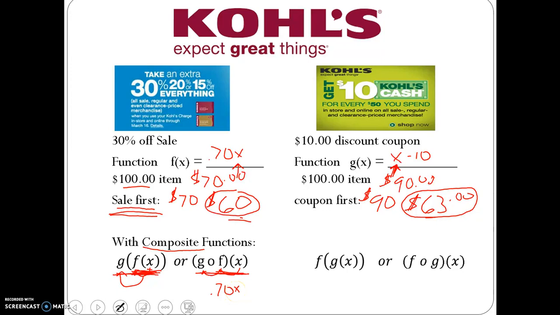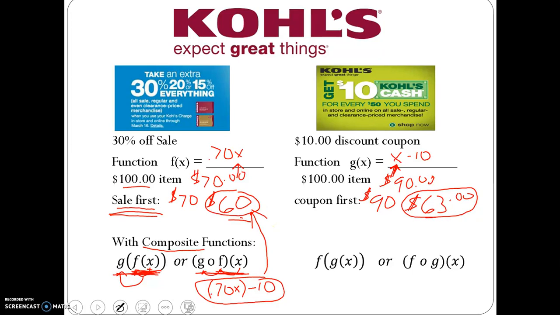Then I would take 0.70x, that whole thing, and stick that in for the x in the g of x function, and I would have, instead of x minus 10, 0.70x minus 10. And so we could say that g of f of x is 0.70x minus 10. That would give us one function that does the same thing as both of these functions back to back. In other words, if we started with a $100 item, we would multiply it times 0.70 and get 70, then subtract 10, and we would get the same number that we have here, which is $60.